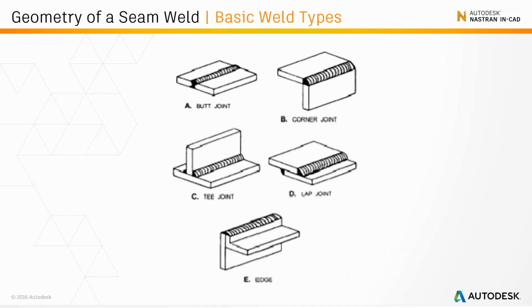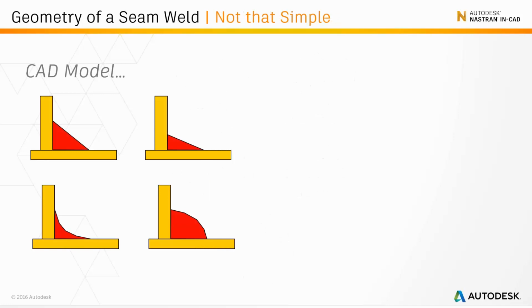Okay, so let's look at some of the more common types of welds, and here's some of the ones: butt welds, corner joint, T-joint, lap joint, and edge. We'll look at some of these today, but these aren't uncommon types of welds. But one thing to realize about the geometry of a seam weld is that it's not that simple. So why does an FEA model of a weld from a CAD system not match reality? Well, these images will hopefully highlight this.